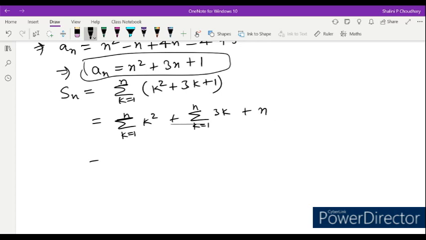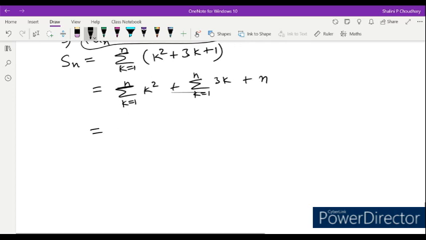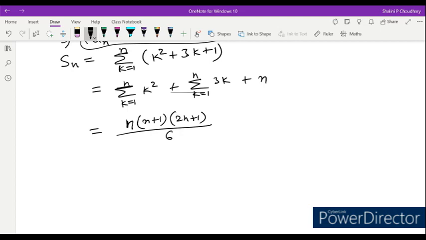Now we know the formula for the sum of k square. So we can directly put the value of n, so here it will be n into n plus 1 into 2n plus 1 divided by 6. This is the value of the sum of squares of n terms.